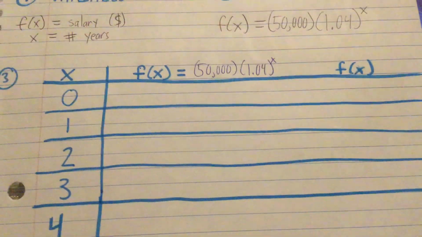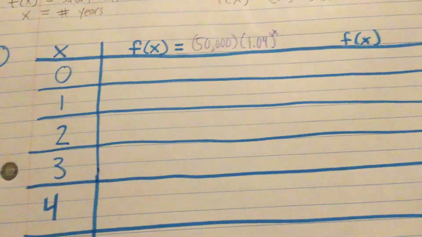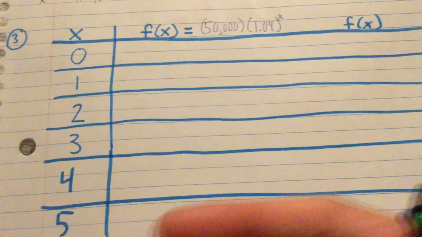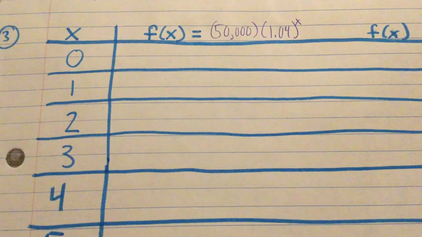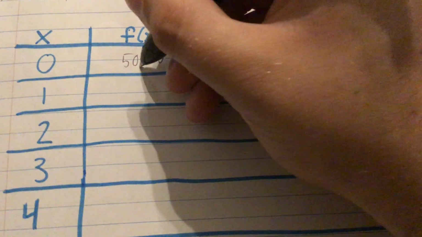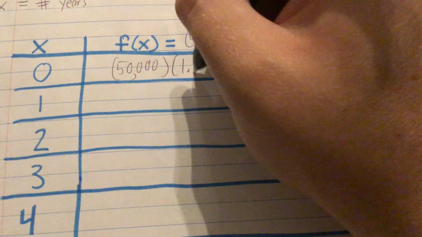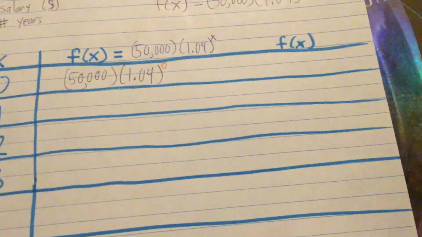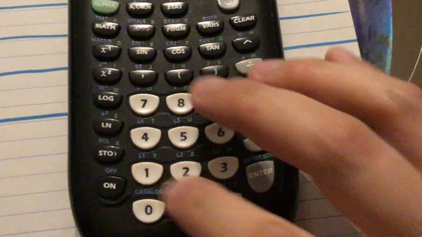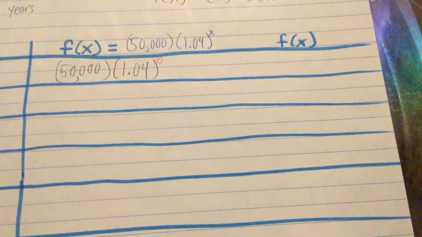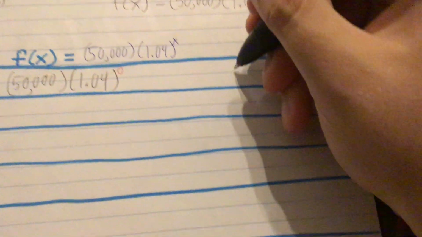Okay? So why did I start off with x equals 0? Well, remember that year 0 is literally your starting year. It's your initial amount. So if I were to just draw this little table and say 50,000 times 1.04 to the 0 power, well, remember that anything to the 0 power is 1, including, let me just put this right here, 1.04 to the 0 power is just 1. So 50,000 times 1.04 to the 0 power is 50,000 times 1, or $50,000.